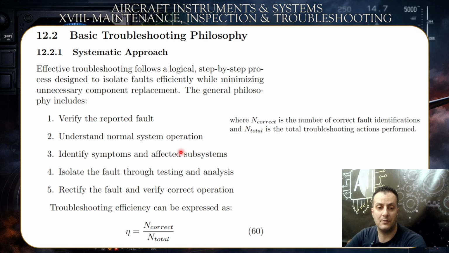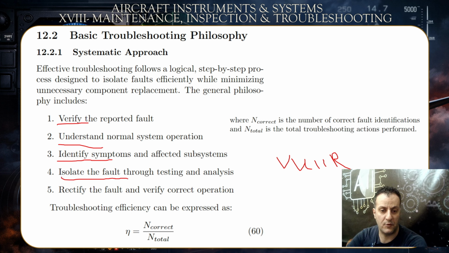In order to memorize these steps that should be taken to troubleshoot, we can take the first letter of each step and place them together into one word. Okay, so that word would be VUIIR, which is verify the reported fault, understand normal system operation, identify symptoms, isolate the faults through testing and analysis, and rectify.